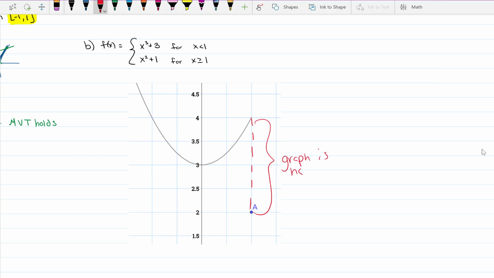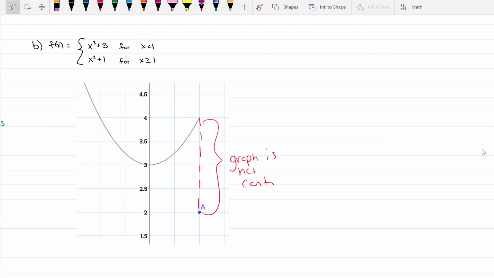is not continuous. And if it's not continuous, then you cannot find a c such that you can find the slope. So this one is no, because the graph is discontinuous at x equals 1. While you only need to be differentiable on the open interval, which is true for this one, you also need to be continuous on the closed interval.